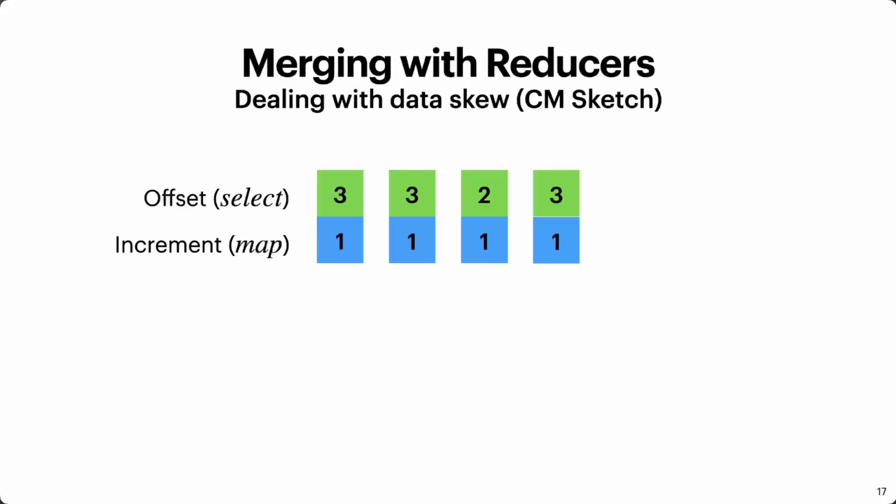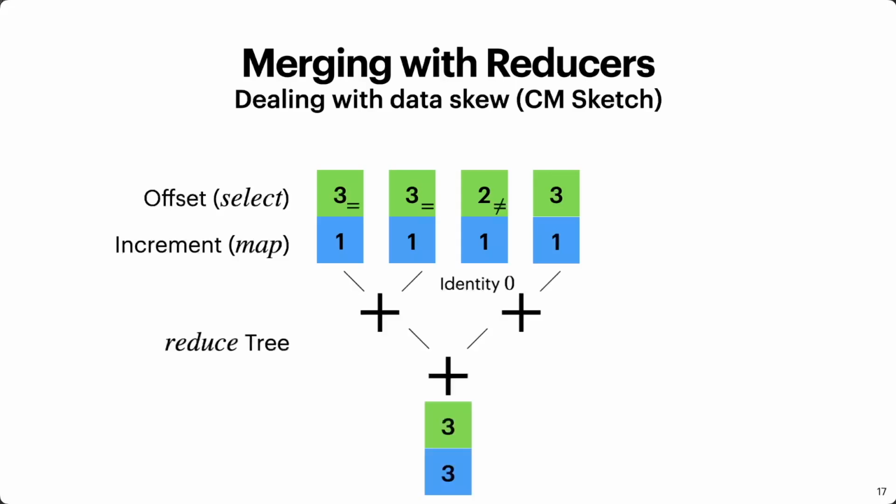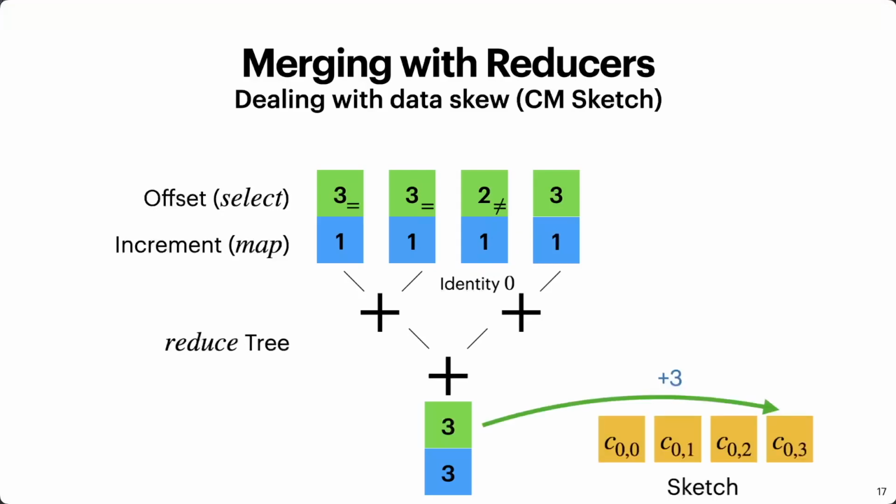We have offsets coming from the select function, which is just a hash function, and increments coming from the map function, and those are just plus ones. And now we can merge the increments with the same offsets. We can do that in a merge tree and just use the neutral element for all increments that don't share the offset. In this case, we can actually apply a single update to the sketch matrix instead of applying 3 of them. Thus, this technique allows us to take pressure off the individual banks in case of skew by reducing the number of requests the banks have to handle.